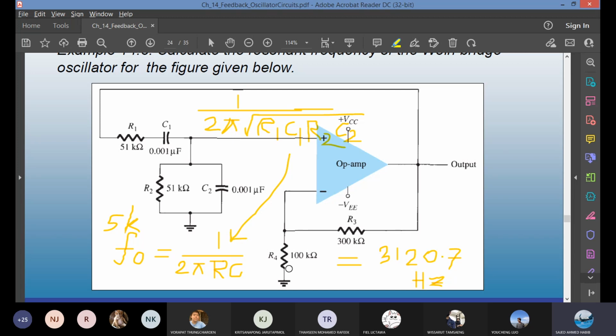And then for R3 and R4, you should try to get a ratio which is greater than 2 for the oscillation to take place. In this case, what is the ratio of R3 to R4? 300K over 100K. The ratio is 3. Obviously 3 is greater than 2. So for the feedback elements R3 and R4, it is better to maintain that ratio greater than 2. If R1 equals R2 and C1 equals C2, it is already 2.